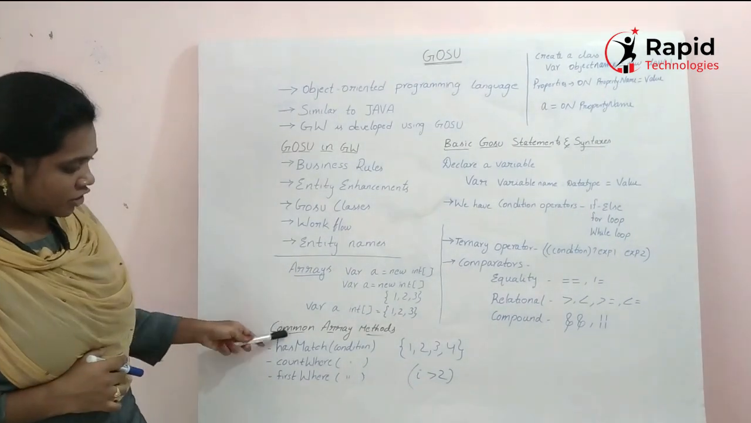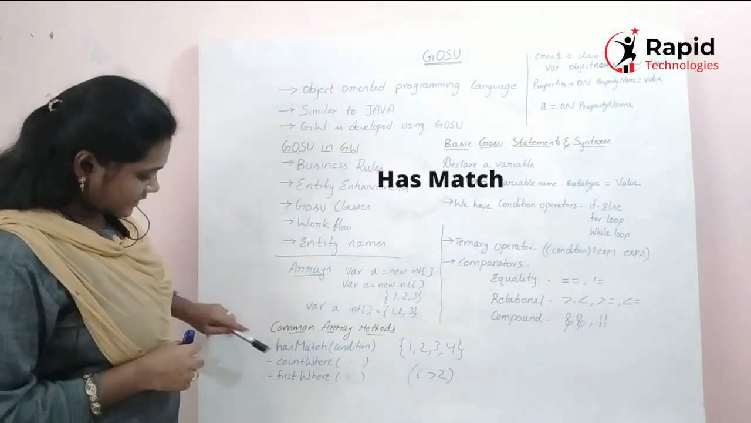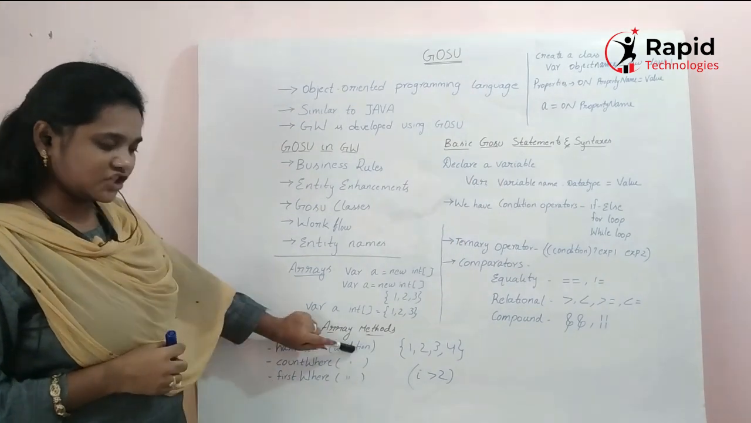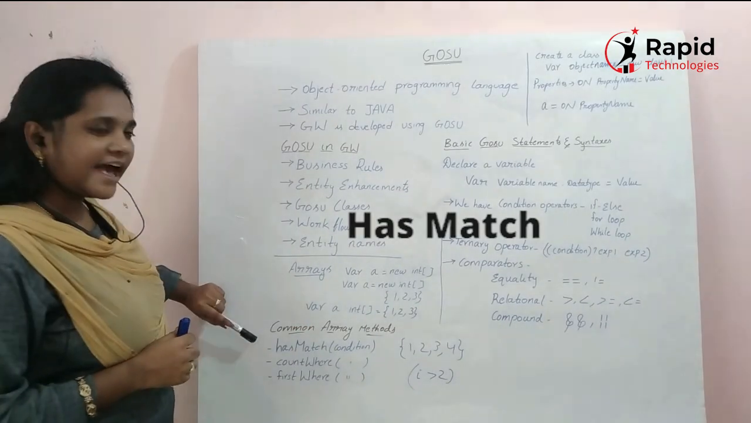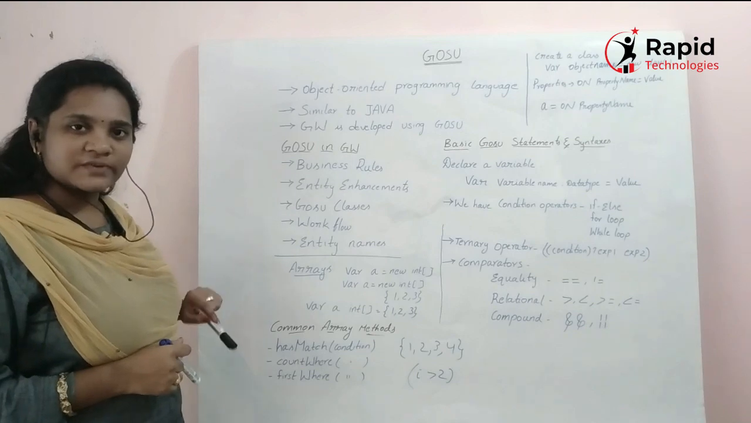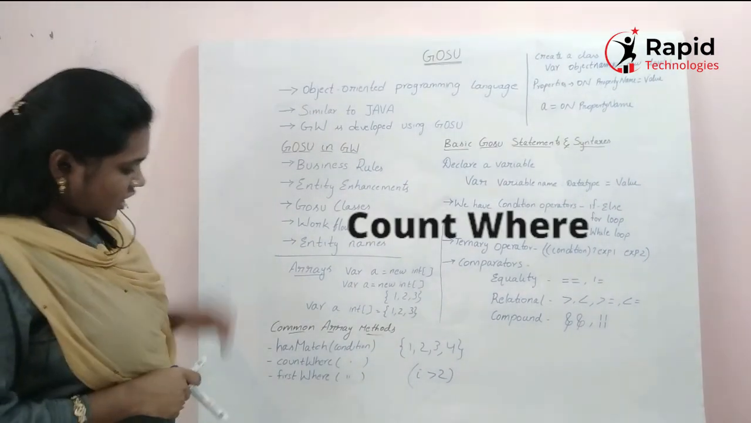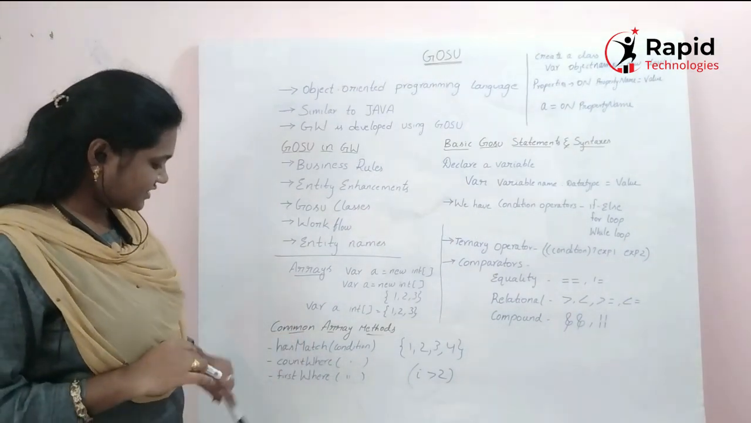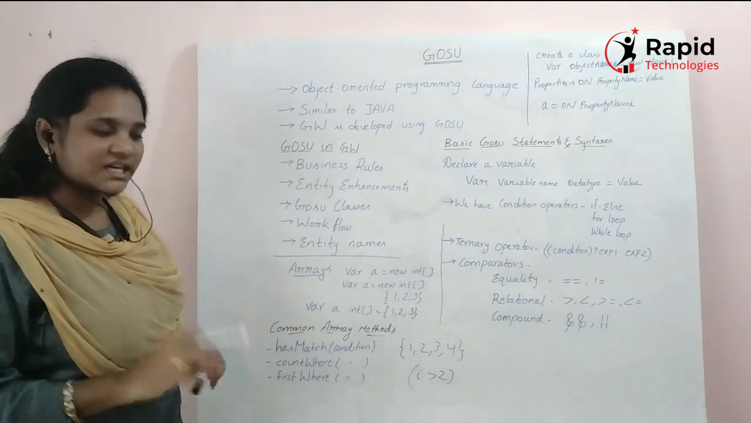Now coming to common array methods, we have some methods which are commonly used in Guidewire: hasMatch, countWhere, firstWhere. HasMatch with condition, countWhere with condition, firstWhere with condition. HasMatch will retrieve a boolean value, that is true or false, if any element in the array satisfies the condition. CountWhere will give the number of values that satisfy the given condition. And firstWhere gives the first element which satisfies the condition.